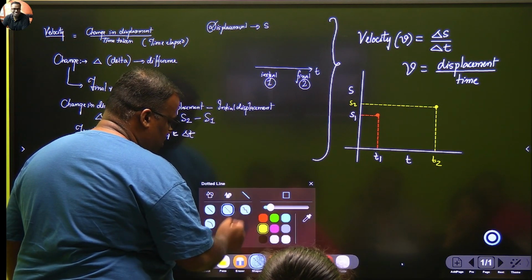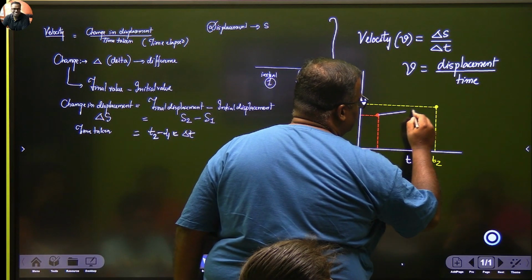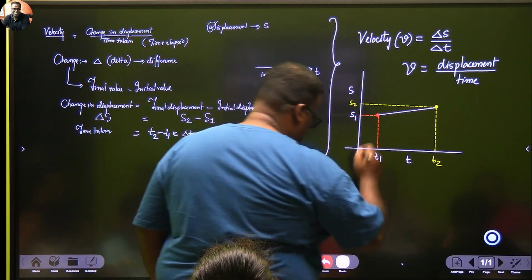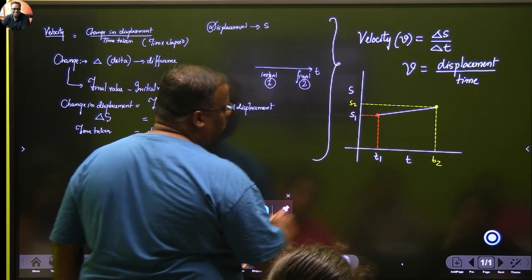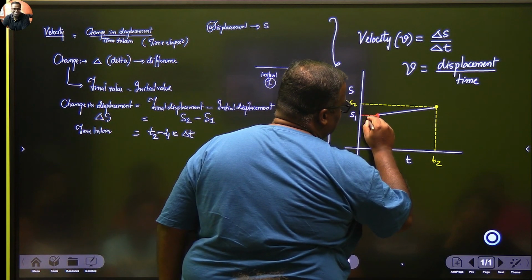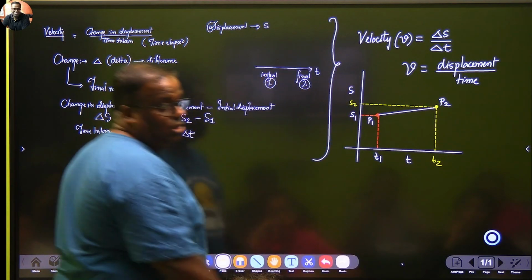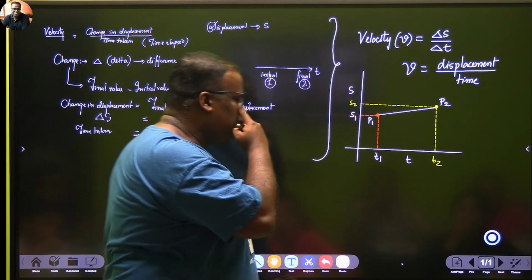Now how did the body move? The body has moved from this place to this place. Do you agree? This is the position of the body. Enjoy this now, it will not be tough. This was position P1 of the body. Now the body has gone to a position P2. Have you understood?